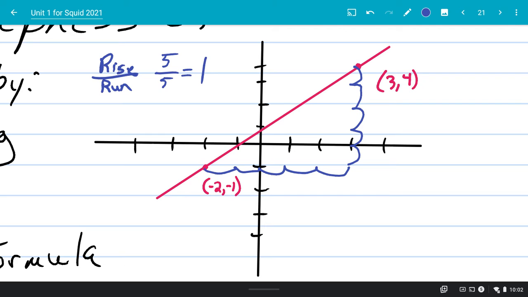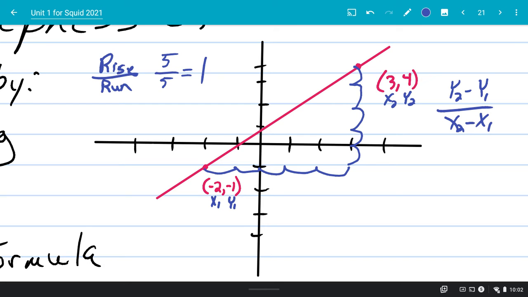The other way I could find the same slope is to use the slope formula and think, hey, this is x1 and y1, and this is x2 and y2. Now, it doesn't matter which way you label them. I could have switched those labels. They have an x and a y, and they're both 1s or they're both 2s. That's all that matters. Does that make sense? Now I plug it into the formula: y2 minus y1 over x2 minus x1.